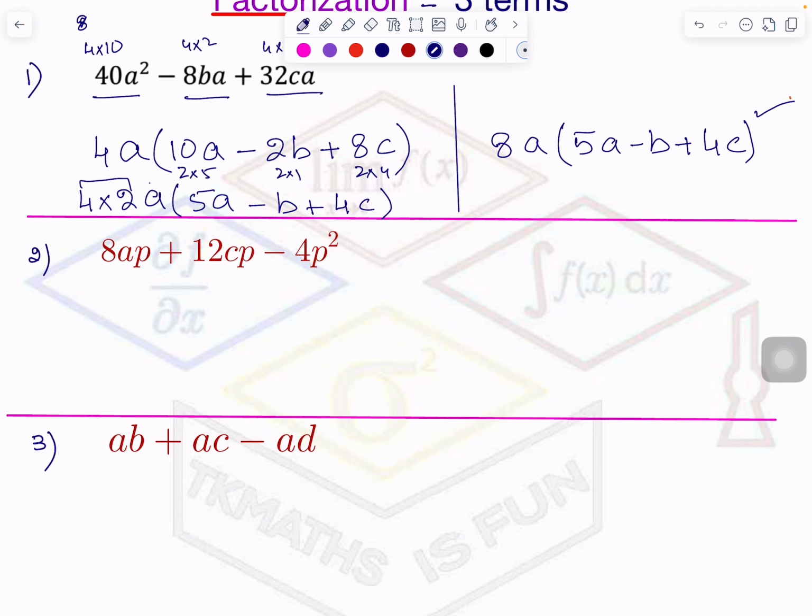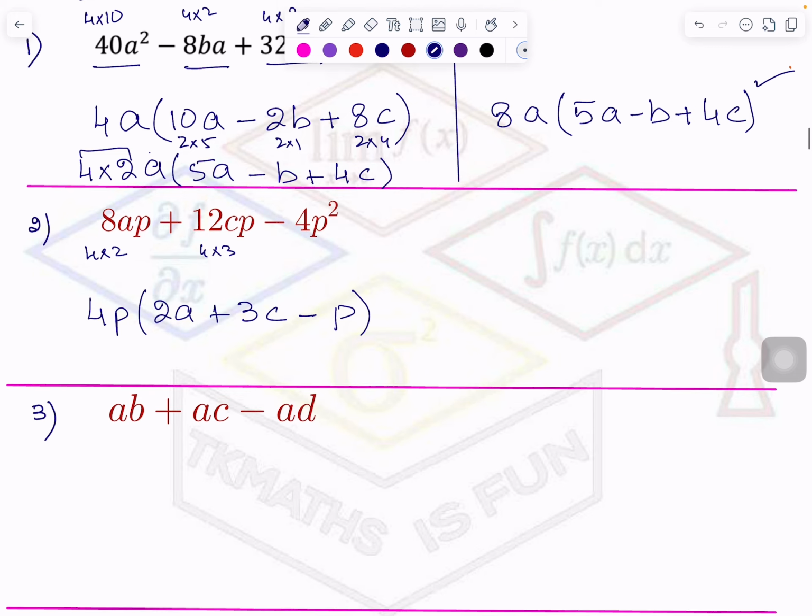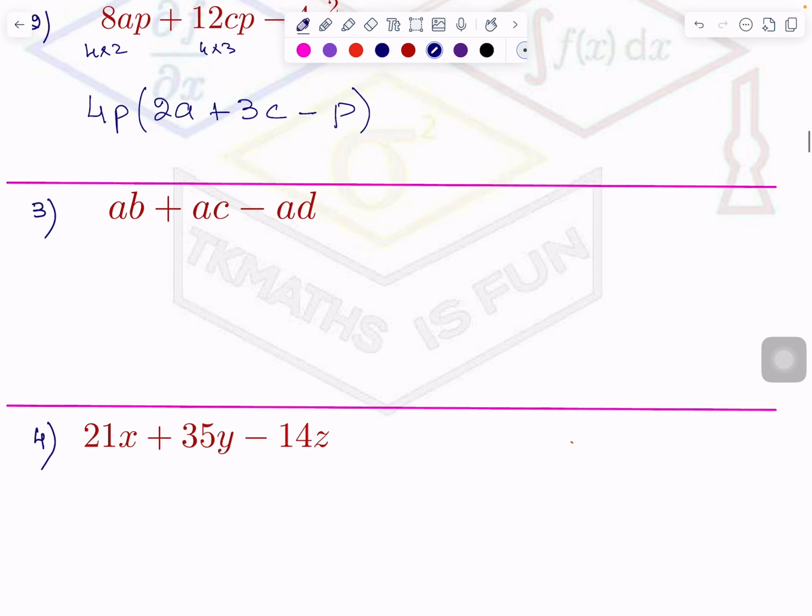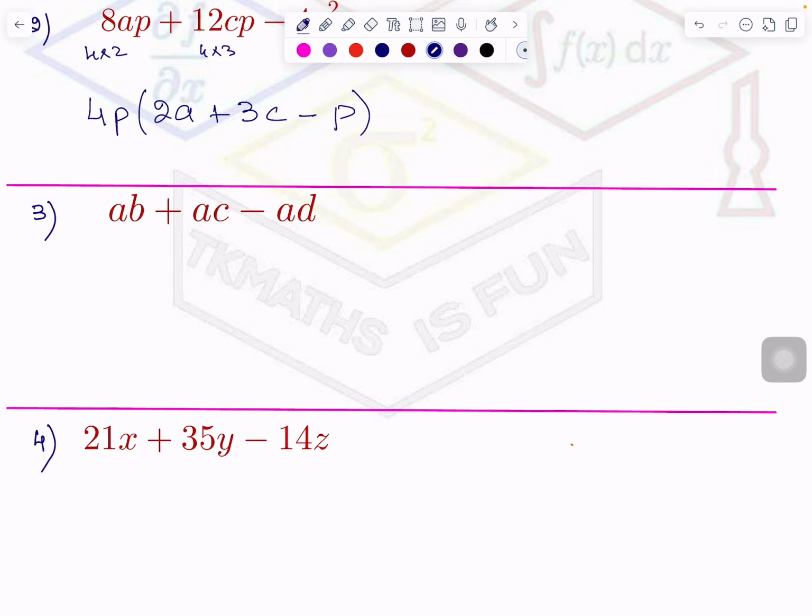What is common here? If I see 4 is the highest, because 4 2s are 8, 4 3s are 12 and 4 1s are 4. And P is also common, 1P. So I can say 4P is common factor. So what is left from here? 2A in the first term plus 3c, because 4 3s are 12, minus 1 p is out, 4 is out, only 1 p is left. This is how you will factorize it. Oh, there's one more. So you can put the video on pause and try out yourself first, then check the answer.